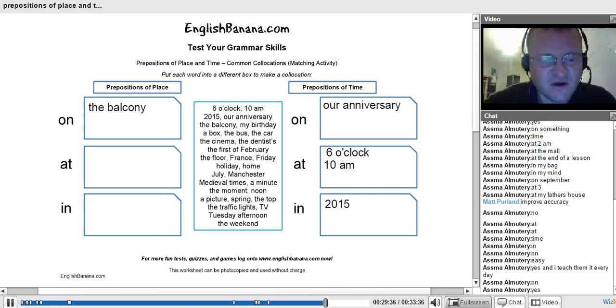Box, we talked about a box. Box is a three-dimensional place, and we use in for these places. In the box, in the bus, in the car, in the bus or on the bus, slightly different in different sentences. Normally we'd say a person is on the bus, sitting on it. But maybe if you're talking about an object, maybe you left your phone, then you could use in the bus as a 3D place.